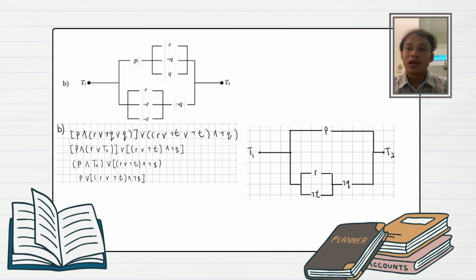P is parallel with the (R or not T) and not Q. And next, R is parallel with the not T, and the R and not T are in a series network with the not Q.